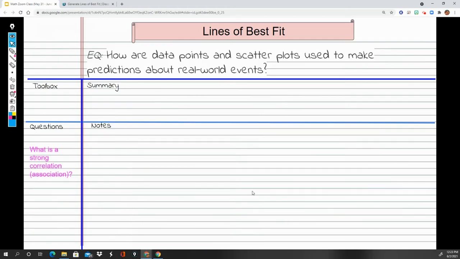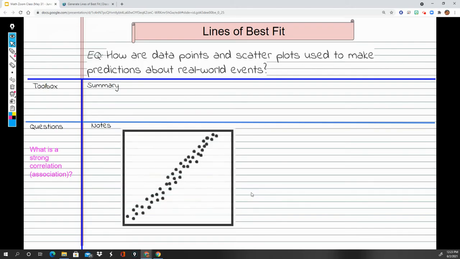What other kind of relationship things should we be looking for? Well, how about strong correlations or associations? Here we've got a scatter plot with a lot of points on it, and these points are all really close to each other. If I draw my line of best fit, you can see none of these points are very far off of it, and about the same number are above and below. Maybe this could have been slid down a little bit, but there you have it.